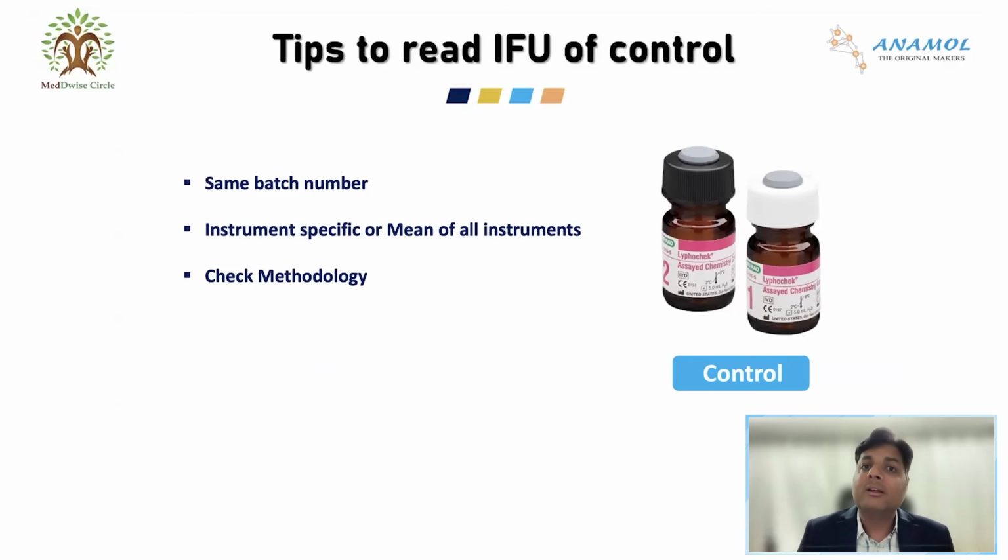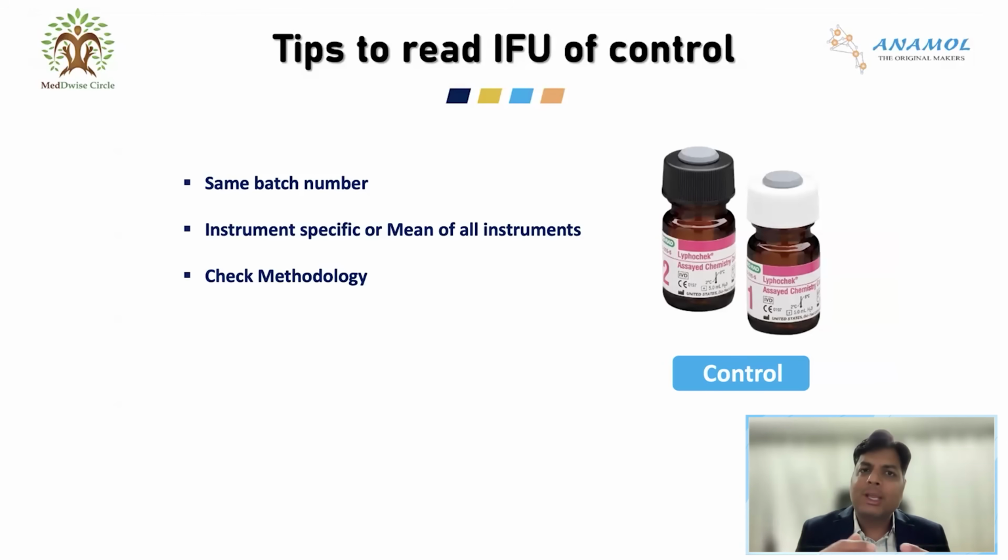Now, how do you read the instructions for use for that particular control? There are certain tips to read the instructions for use. Number one tip is that the instructions for use has to be from the same batch number or same lot number, because we understood that once the lot number changes, the value of that particular analyte also changes. Therefore, we cannot see the value chart or instructions for use from some other lot number.